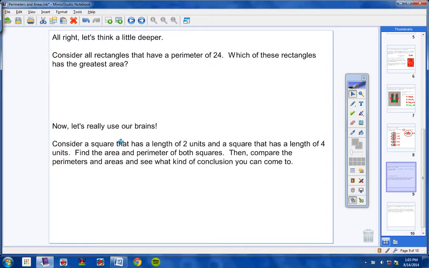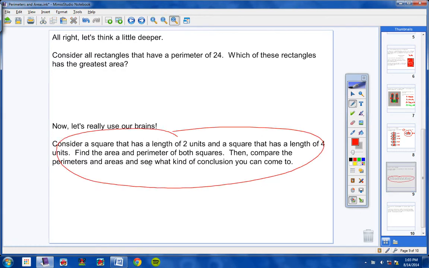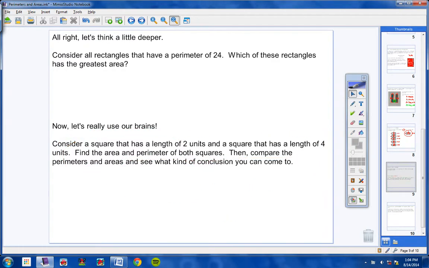Okay, now let's really use our brains, okay? I want you to copy this in your notes. Write this down, please. Consider a square that has a length of 2 units and a square that has a length of 4 units. I want you to find the area and the perimeter of both squares. Then compare the perimeters and the areas and see what kind of conclusion you can come to. Okay, so here we go. Let's tackle this problem and see how we do.